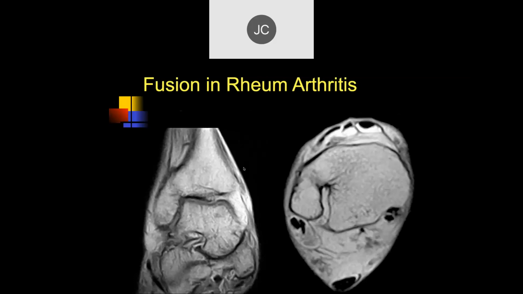And I'll show you examples where we follow this over time with MR, where you start with osteitis on both sides of an articulation, and then you can follow it over time. You can treat it with TNF-alpha inhibitors, and then you can watch the two bones fuse together. So I think that's the mechanism of how it happens in rheumatoid arthritis. So here we can see a fusion between the tibial plafond and the distal fibula.